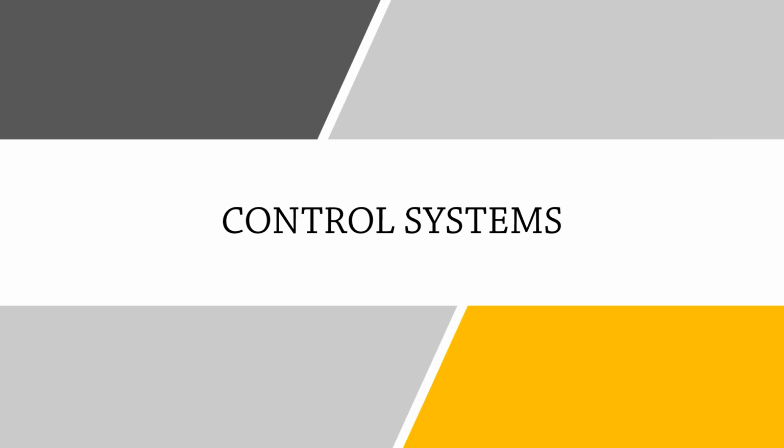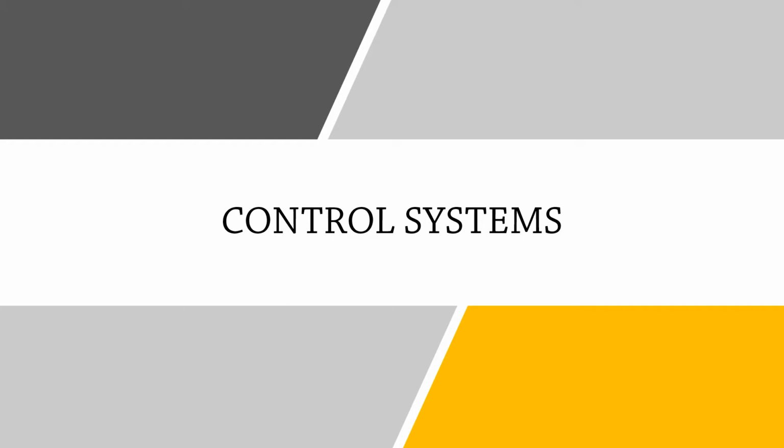Welcome everyone. In the last video, we learned about block diagram modeling of control systems, the canonical form of representing the block diagram, and how to obtain the transfer function. We have also seen positive feedback and negative feedback systems.